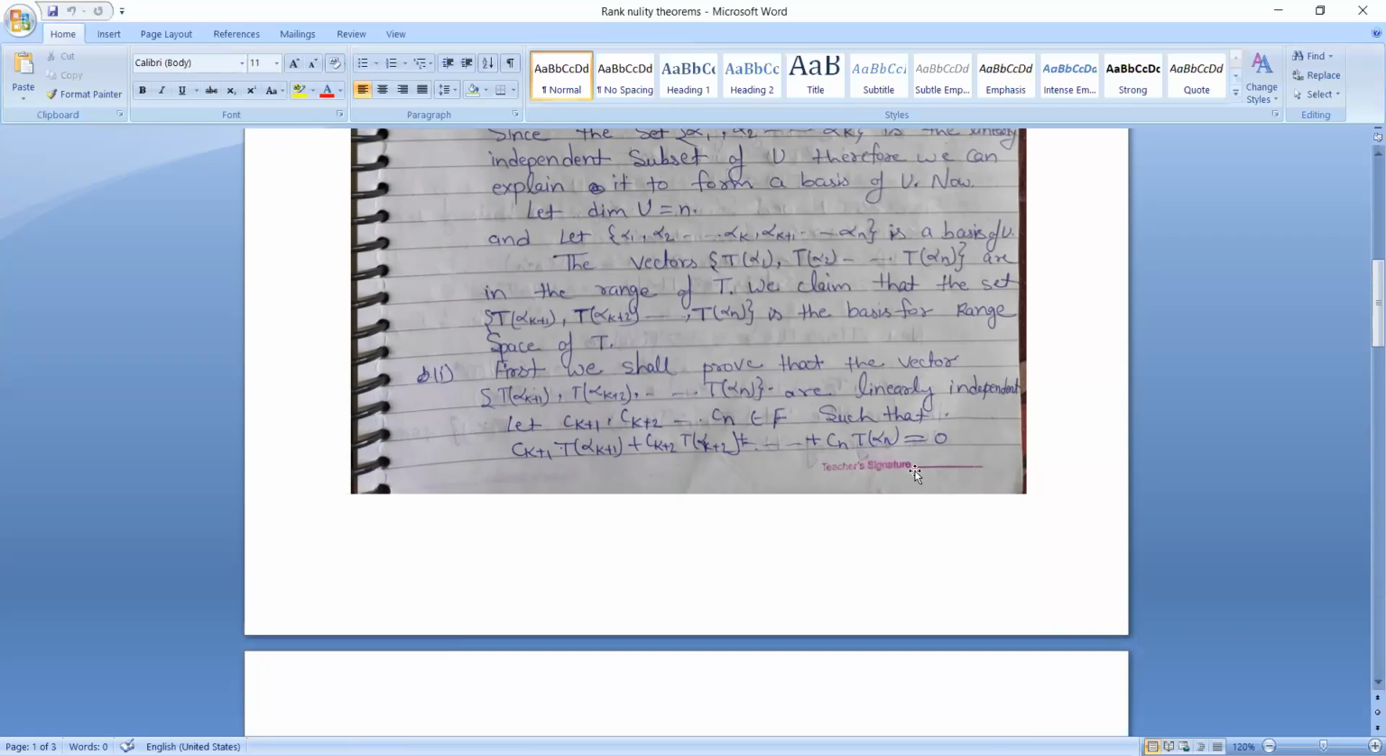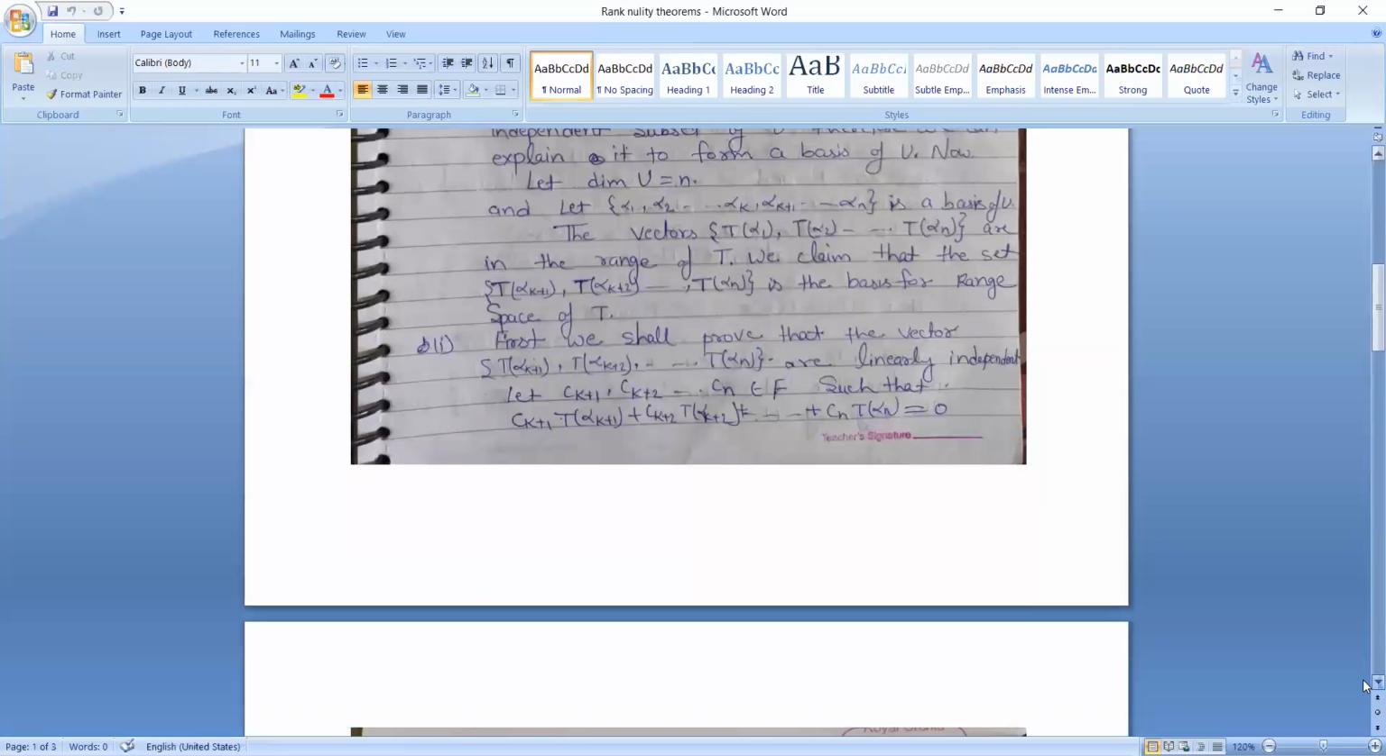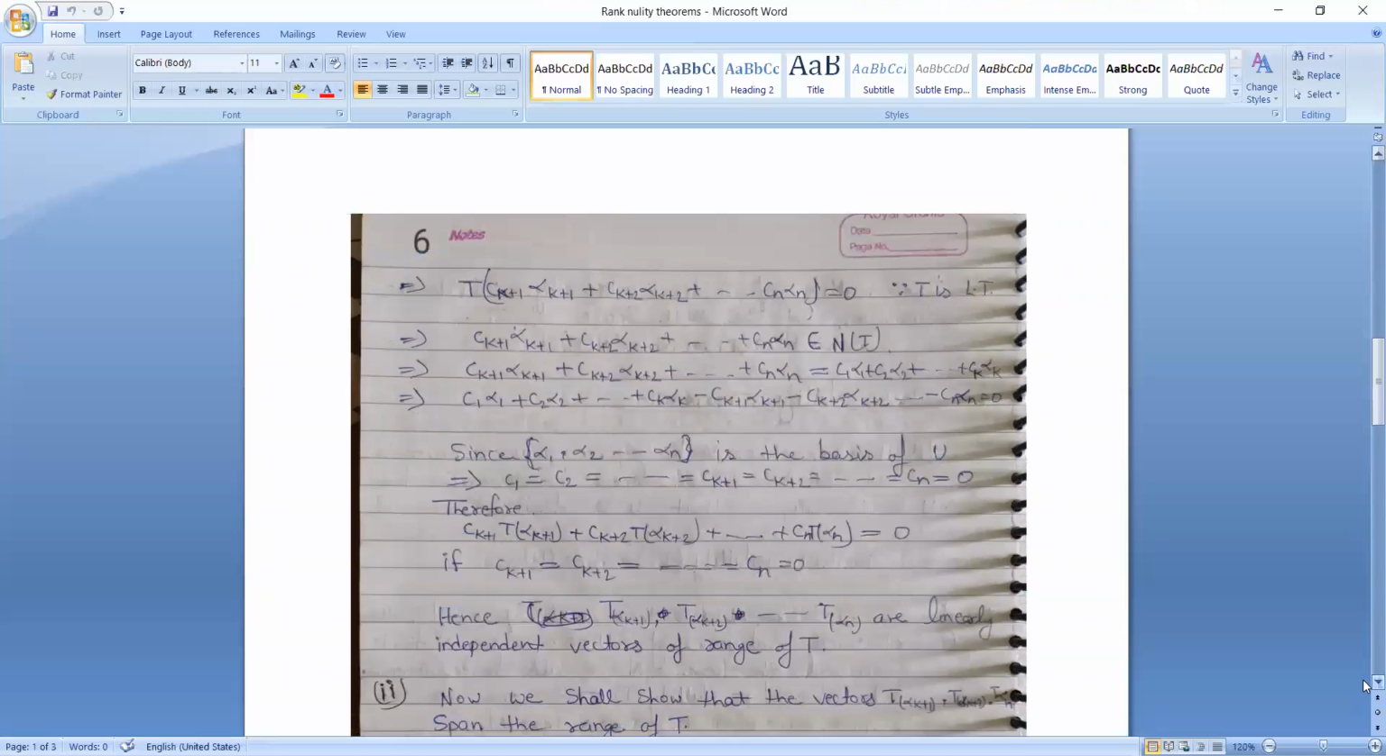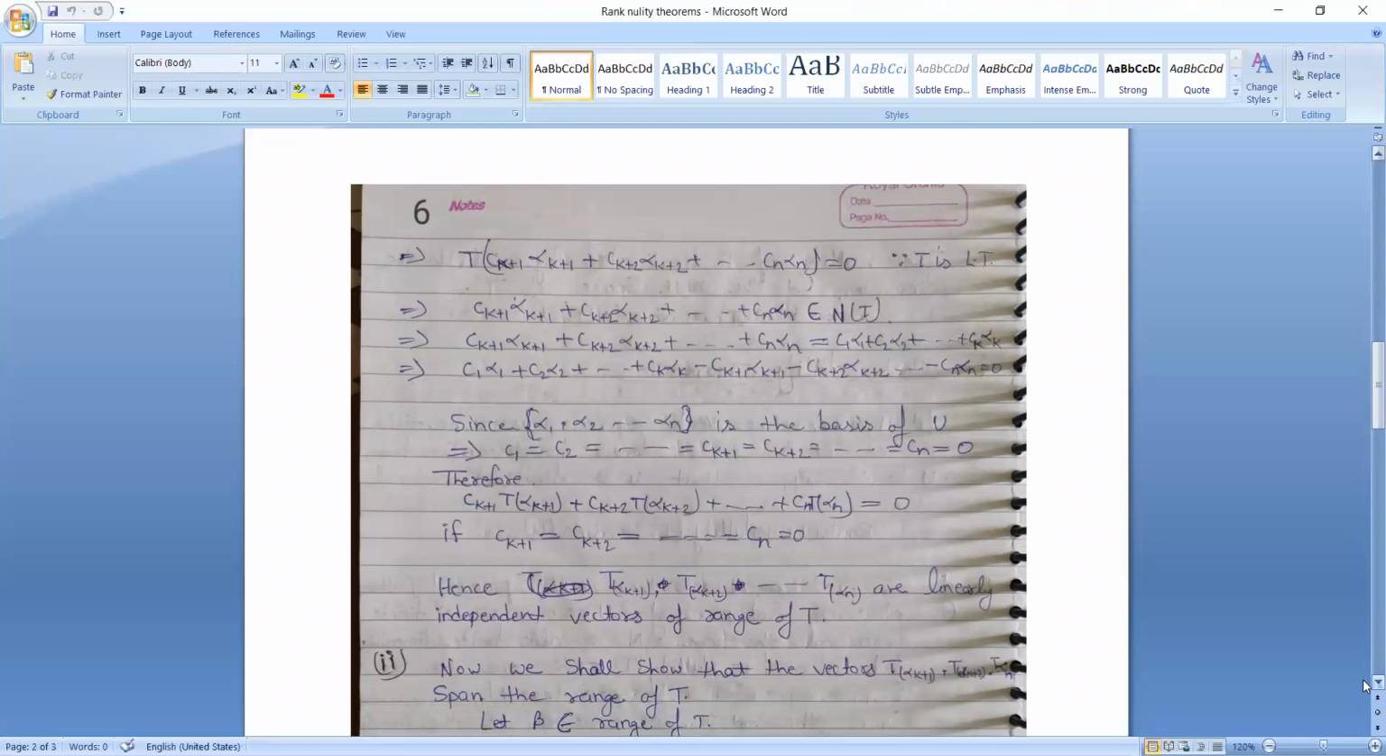First, we shall prove that the vectors T alpha k plus 1, T alpha k plus 2 and so on T alpha n are linearly independent. Let C k plus 1, C k plus 2 and so on Cn belong to F such that C k plus 1 T of alpha k plus 1 plus C k plus 2 T alpha k plus 2 and so on Cn T alpha n is equal to 0. Then T of C k plus 1 alpha k plus 1 plus C k plus 2 alpha k plus 2 and so on Cn alpha n is equal to 0.